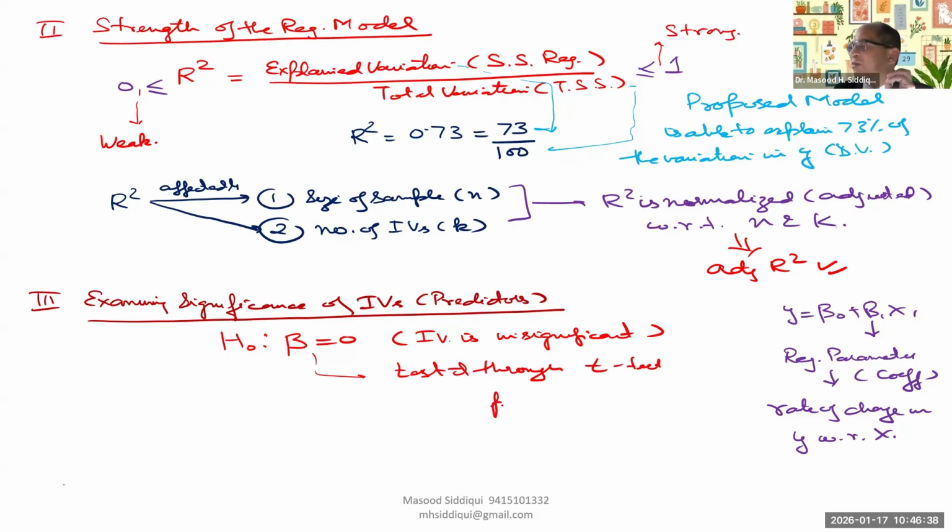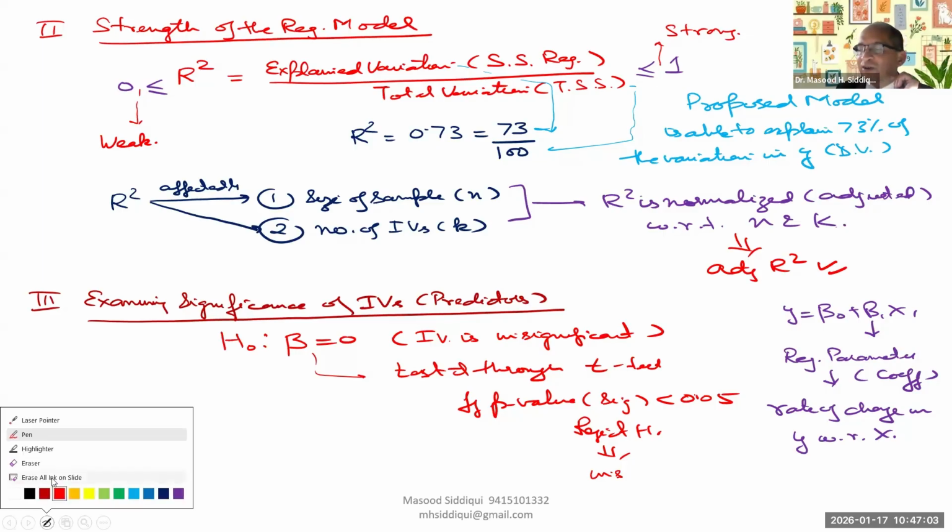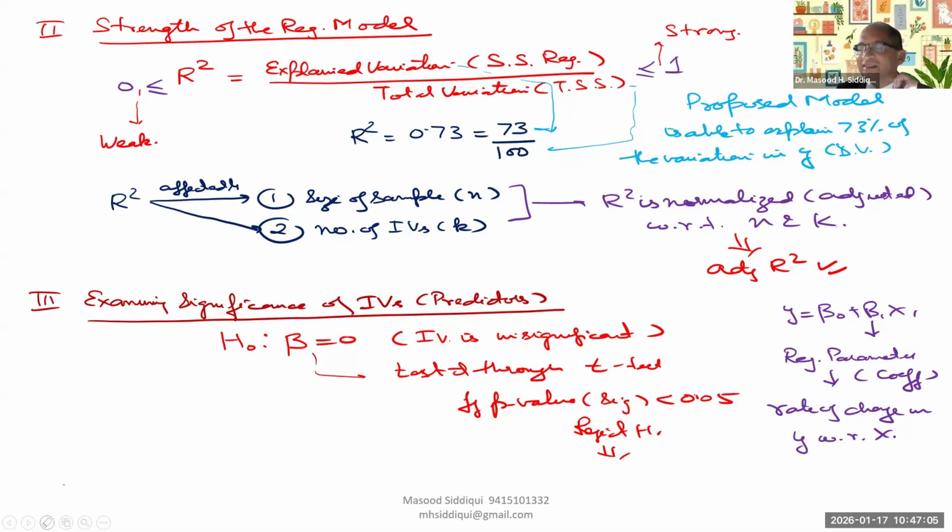And accordingly, we go with the p-value. If the p-value or significance is less than 0.05, we reject H naught. Sorry, rejecting H naught means we are rejecting insignificance. So we can say that the independent variable is significant in nature.